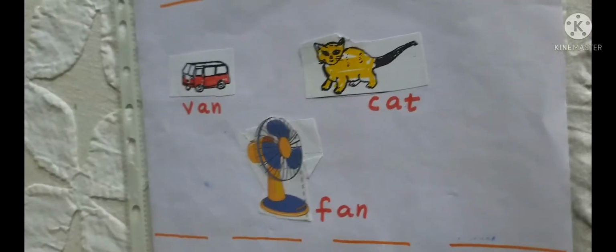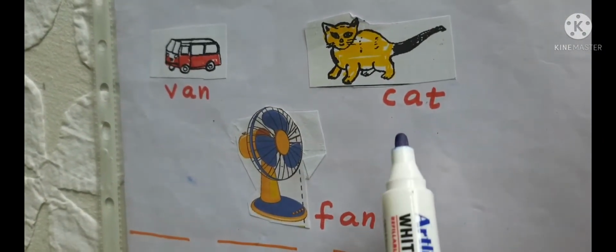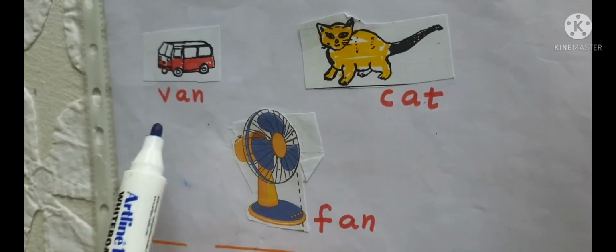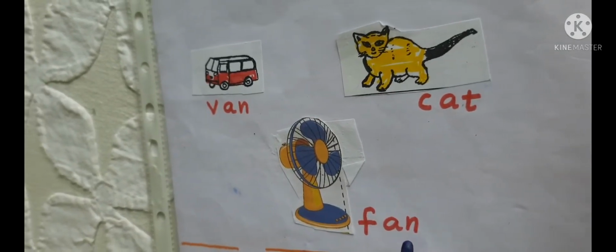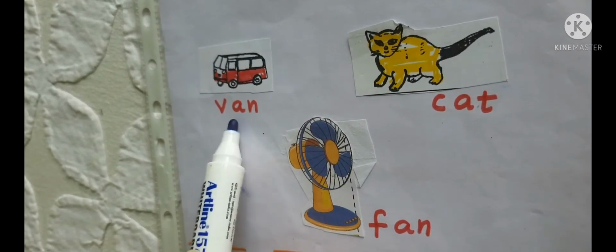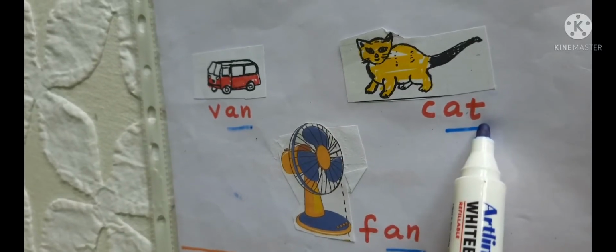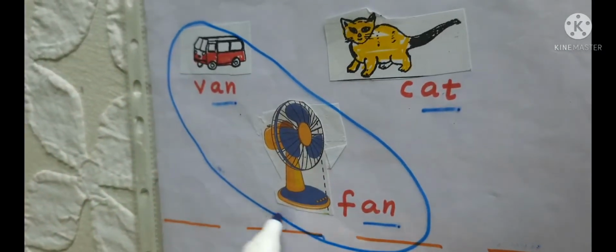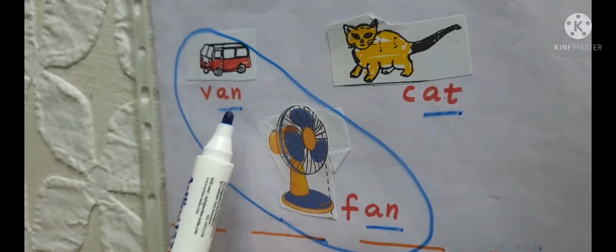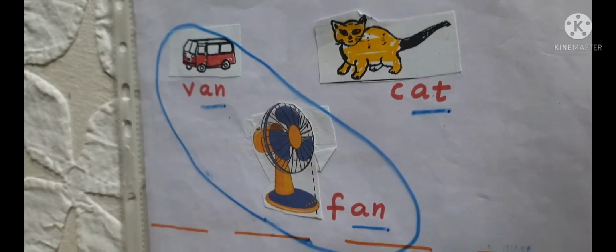Okay, can you answer? First of all, recognize these figures. What's this? Van, fan, cat. Van, V and N, van. F and N, fan. They are AN words. And this one is AT word. So, van, fan are rhyming words. Got it? Van, fan. They are rhyming words.